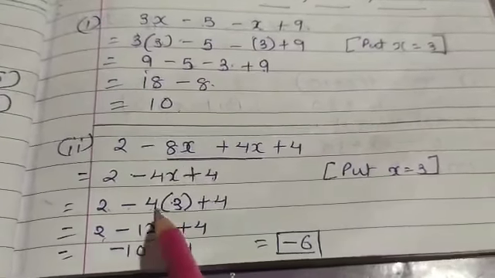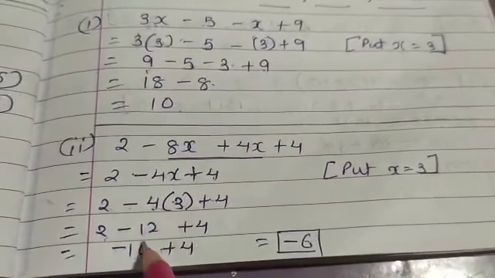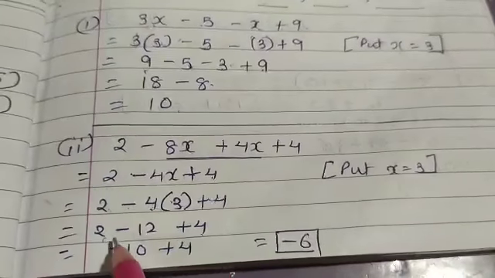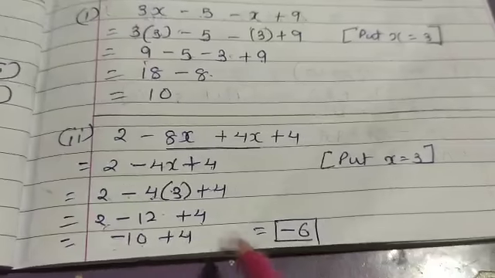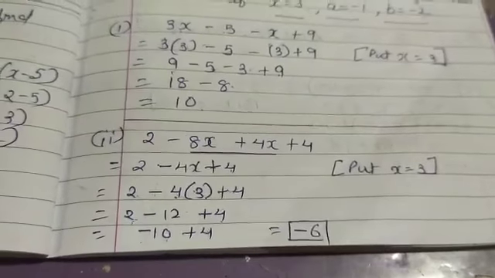Then 2 as it is, minus 4 and plus 3, that is 4 3s are 12, minus 12 plus 4 as it is. Then 2 minus 12 is minus 10 plus 4, minus 10 plus 4 gives minus 6. Let us see the next sum.